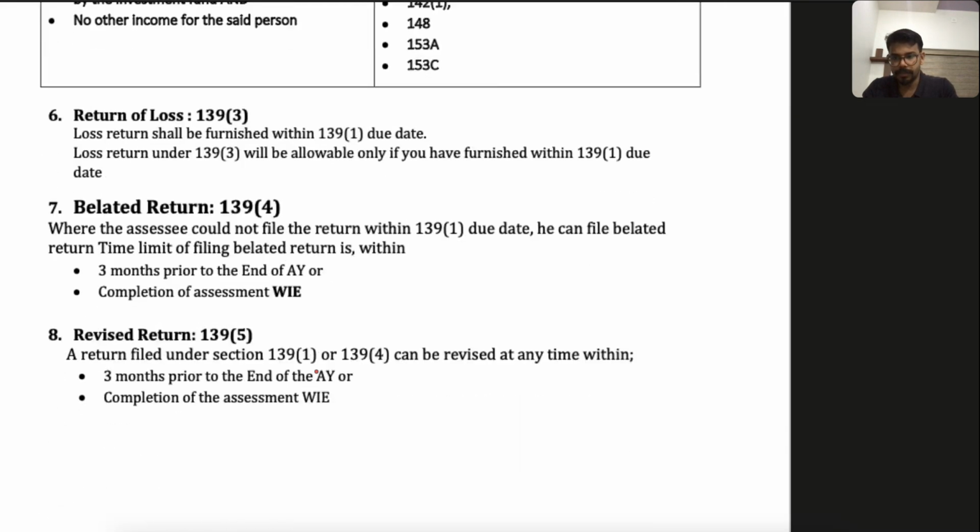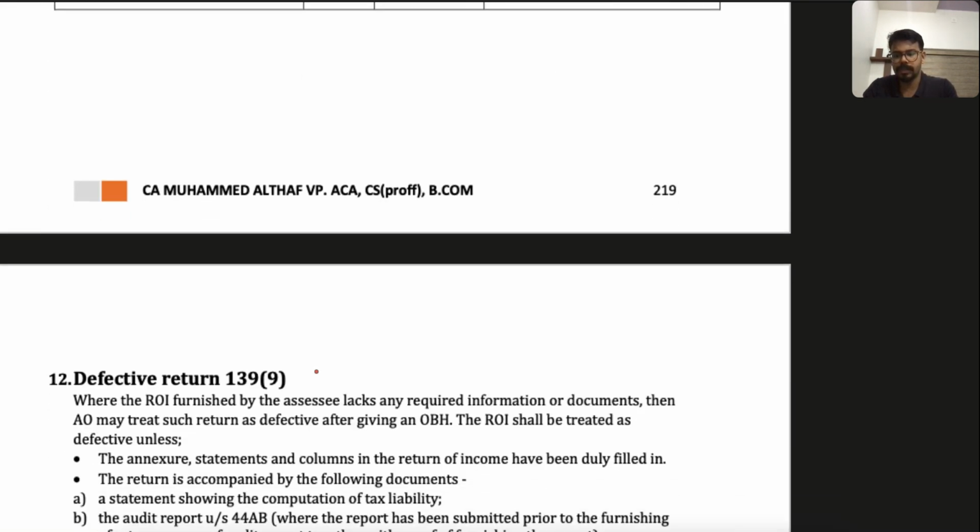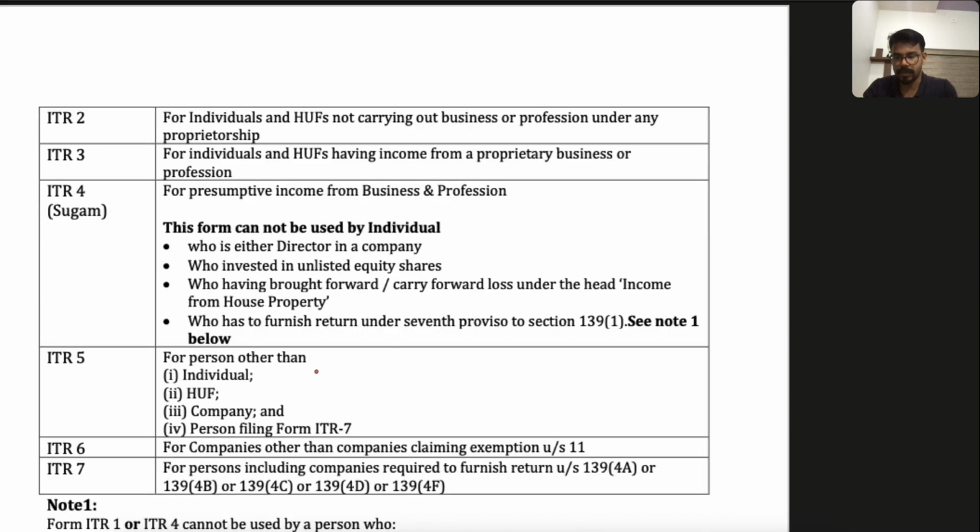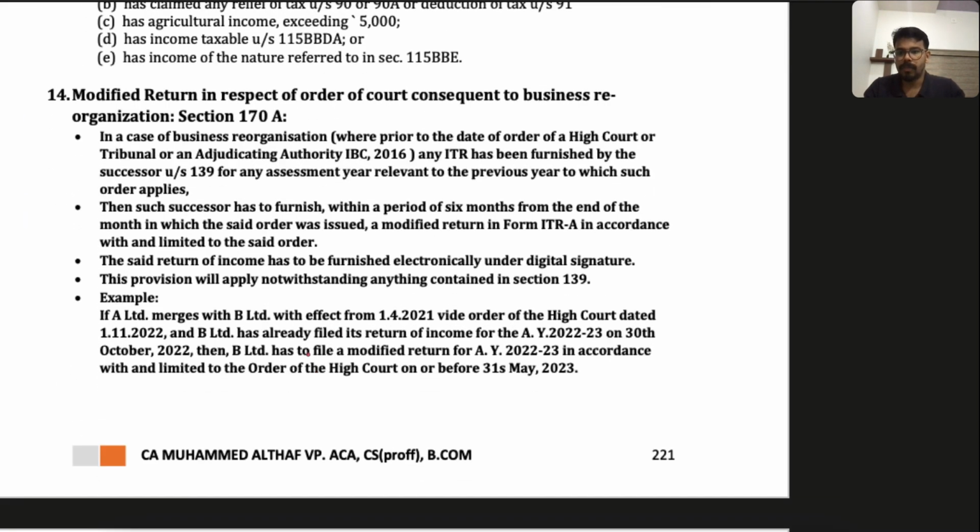Then what is the amendment is that there is something called a modified return. Okay, yes, modified return. That's one thing they have brought in. Modified return, in the sense that if any business reorganization takes place as per any court order or IBC, in those situations, the successor company shall file the modified return with respect to that year.